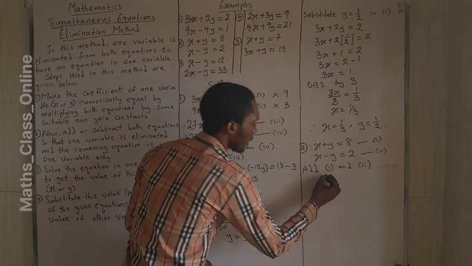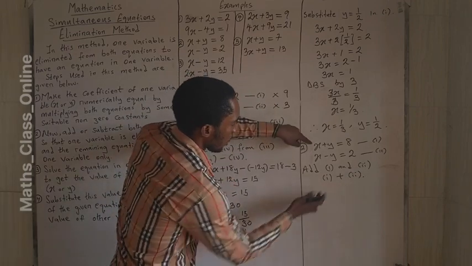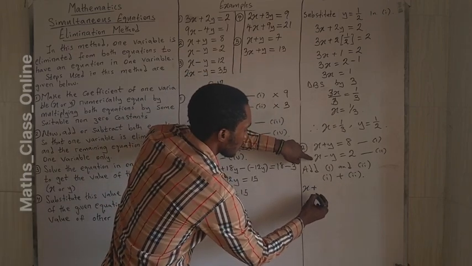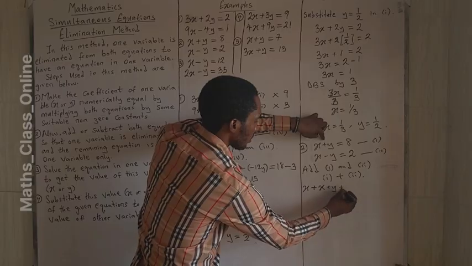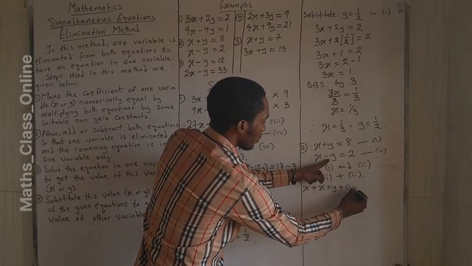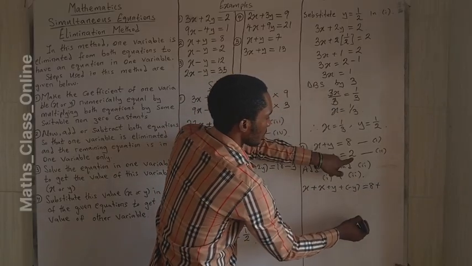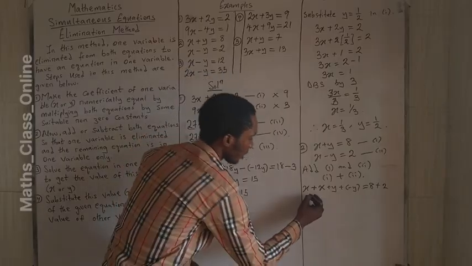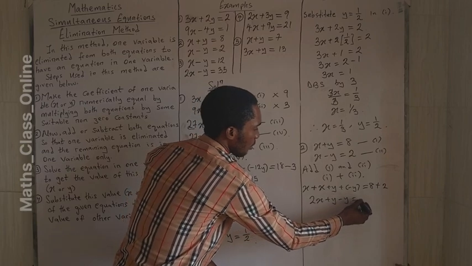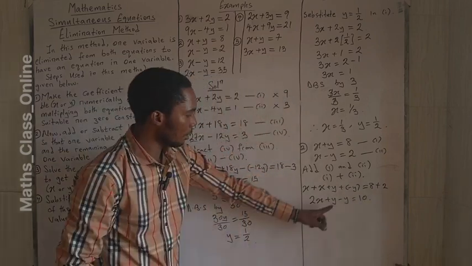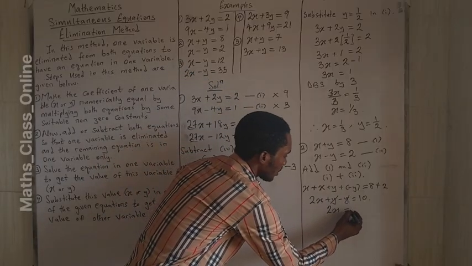If we are to add 1 and 2, that means equation 1 plus equation 2. Equation 1, x, plus equation 2, that is x. Back to equation 1, plus y, plus equation 2. What do we have in equation 2 here? That is minus y, equals equation 1, that is 8, plus equation 2, that is 2. This is 2x plus y plus minus y equals 10. Plus y minus y, they cancel each other. So we have 2x equals 10.